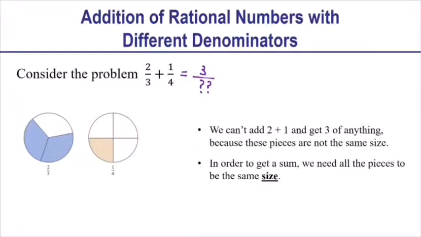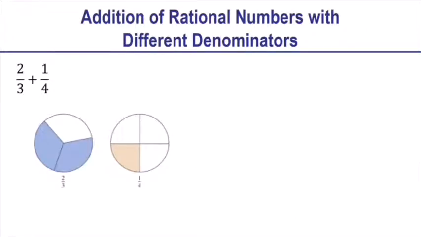But anyway, in order to get a sum, we need all the pieces to be the same size. So let's think about how we might do this. Well, one thing that we could do is divide these two circles into the same size pieces. So now let's think about how we might do this addition. 2/3 plus 1/4. Well, we've already agreed that we can't say 2 plus 1 is 3 because the bottom numbers are not the same. So what can we do?